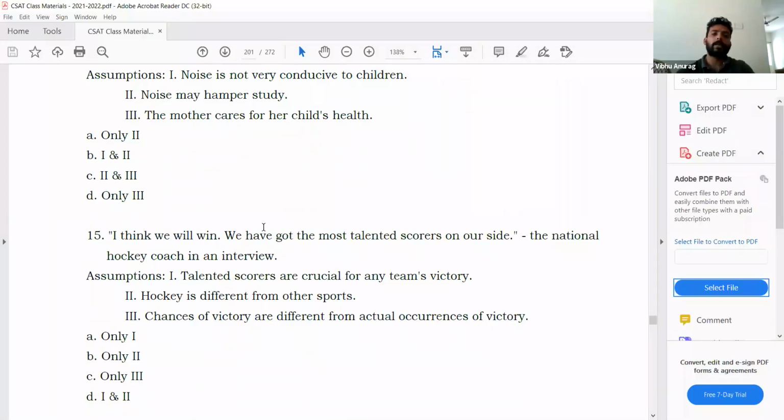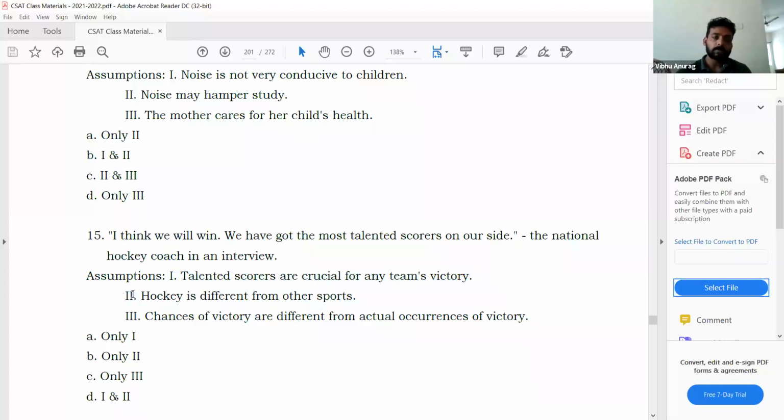I think we will win. We have got the most talented scorers on our side. The national hockey coach said this in an interview. So assumption 1, talented scorers are crucial for any team's victory. Yes, because he is saying, I think we will win. And why is he saying that? Because we've got the most talented scorers. So in his mind, talented scorers equal victory.